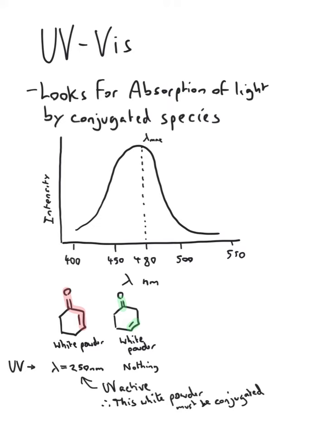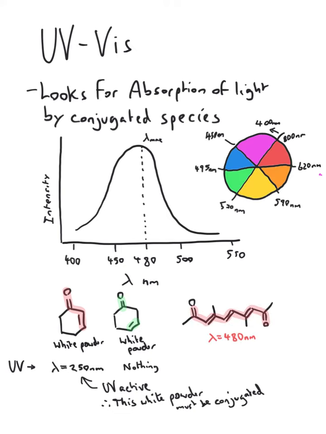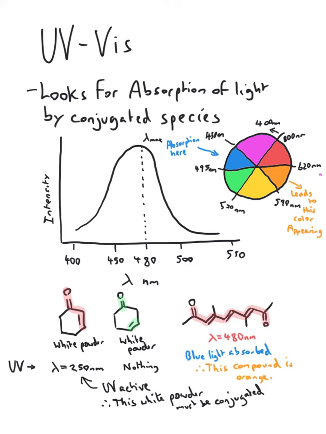What this also tells us, though, is that if we have a highly conjugated species with multiple double bonds involved in conjugation, the wavelength at which it absorbs is probably going to be higher. And if it's in the visible region, it will be a colored compound. So for example, this species has an absorption peak at 480 nanometers, implying that blue light is being absorbed, making this compound orange in appearance.